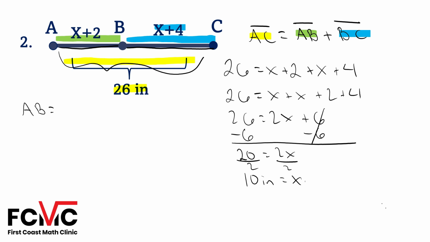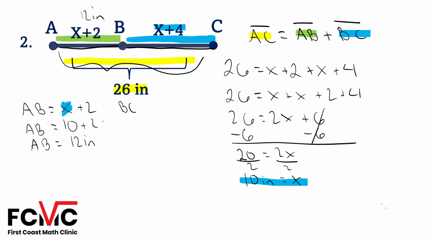AB, well, we know our expression for AB is X plus 2. If X is 10, we can put that 10 in for X here. So we have 10 plus 2, and we get a length of 12 inches for AB. So we get 12 here. And BC is X plus 4. We know that X is 10, so let's put 10 in for X. So BC equals 10 plus 4, and BC equals 14. So our length here is 14 inches. And put my label there.